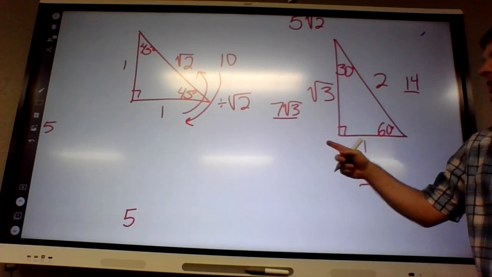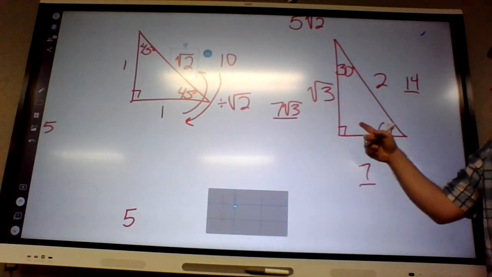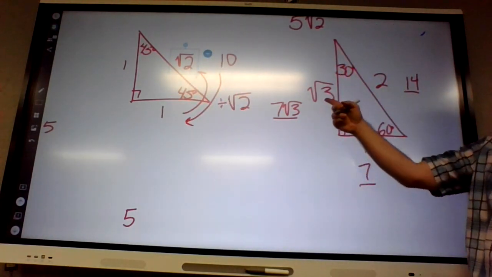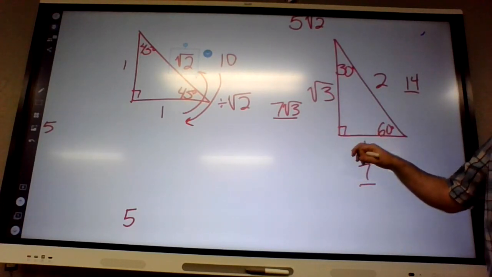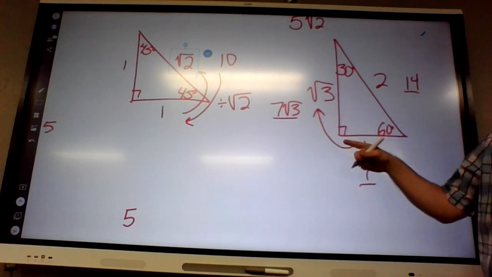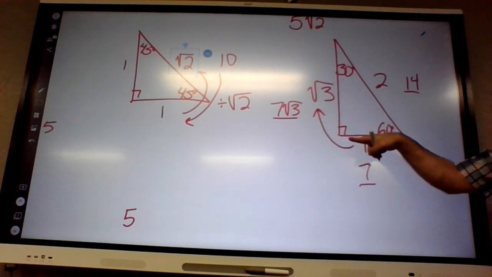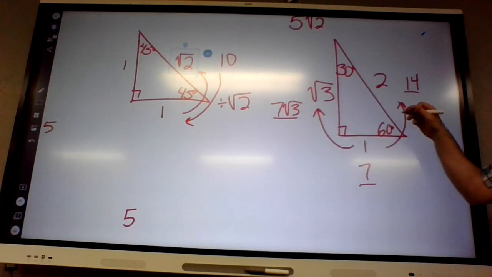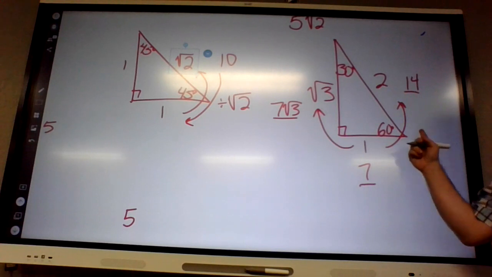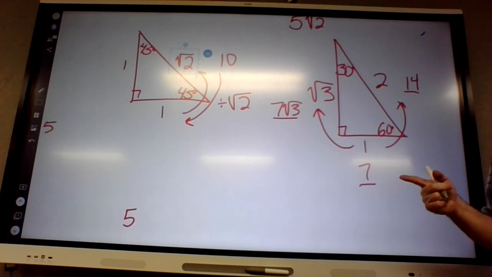If this is 7, this is going to be 7 times square root of 3. Kind of like this one. Like if this is 1, this is square root of 2 times bigger. Square root of 3 is square root of 3 times bigger than 1. So you multiply by square root of 3. So if you're going from the short leg to the long leg, it's getting bigger by square root of 3. If you're going backwards, it's getting smaller, so you would divide by square root of 3. It's the same thing over here. If you're getting bigger, it's times 2. If you're getting smaller, it's divide by 2. Got it? Clear as mud.